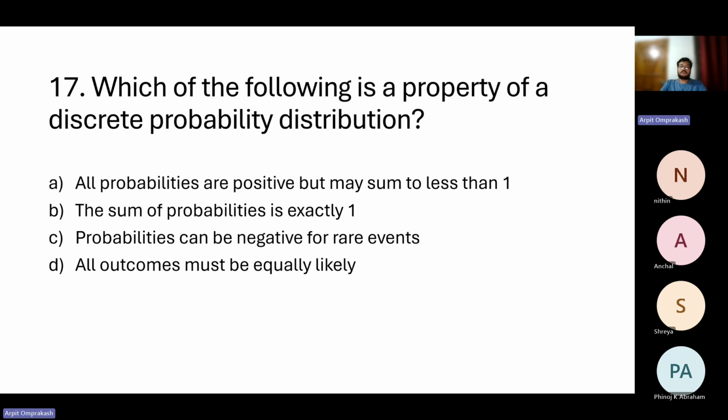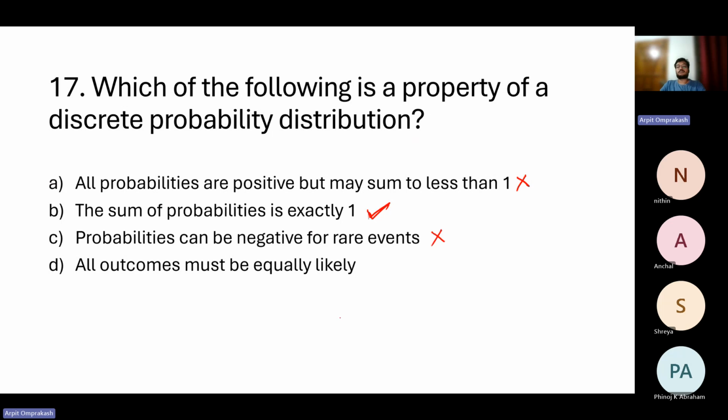Next question: which of the following is a property of a discrete probability distribution? Option A, all probabilities are positive but may sum to less than 1. This is incorrect because the sum of all probabilities should be 1, which brings us to option B, which is correct in this case. Option C, probabilities can be negative for some events.